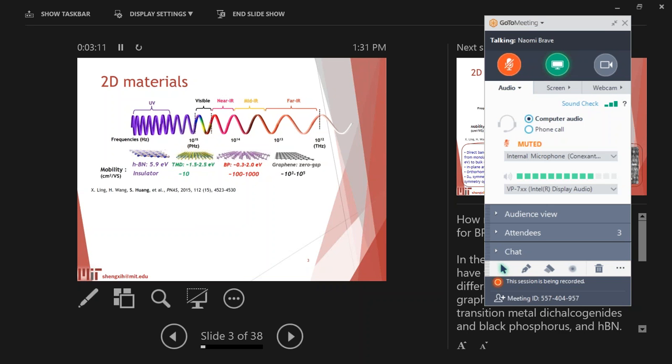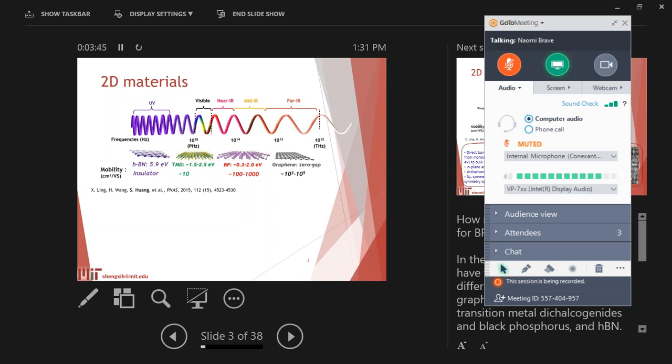For example, TMD, or transition metal dichalcogenide. This is actually a group of materials with different combinations of transition metal and chalcogens. In this group of materials, we have the band gap of around 1.5 to 2.5 eV, depending on the specific material. And the mobility is on the order of tens. Because of this band gap, this group of materials is very useful in the visible range.